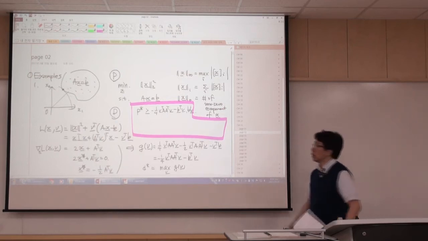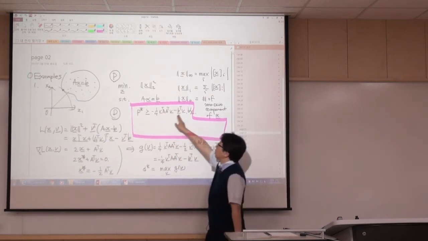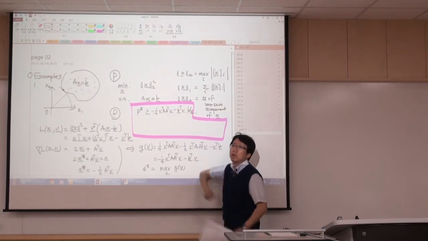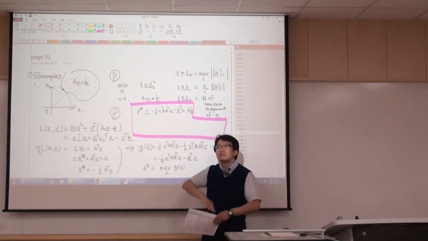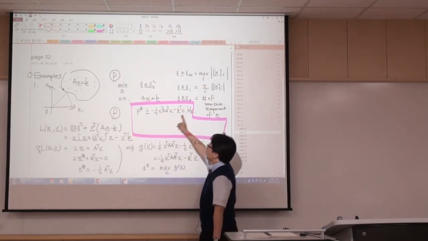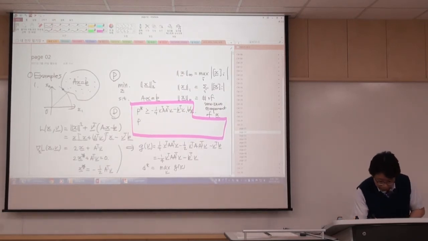Got it? So the primal optimal value is lower bounded by this one for any nu. What does that mean? You may arbitrarily choose nu. Of course, you want to maximize this lower bound. So if you can solve this one, you can find a better lower bound.